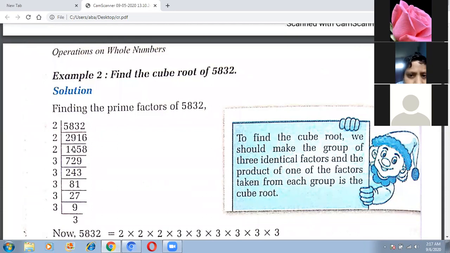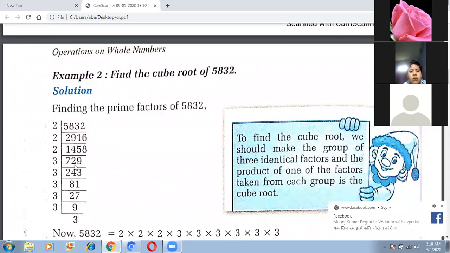Now, is it divisible by 3 or not? How to check if the given number is divisible by 3? You can add the digits. 7 plus 2, 9. 9 plus 9, 18. Is 18 divisible by 3? So 729 is also divisible by 3. 3 into 243, 729. Now again 243 is divisible by 3.